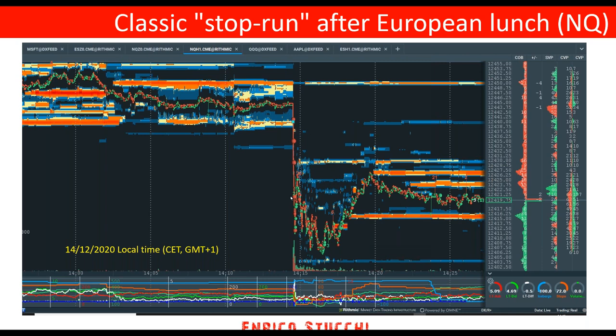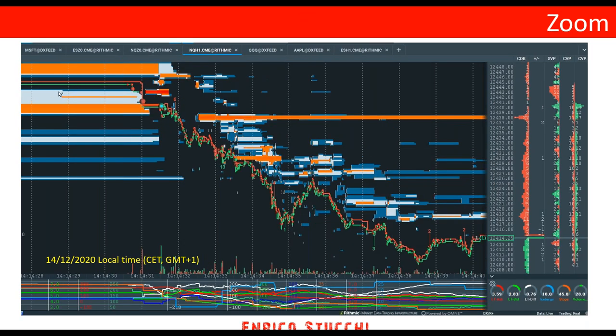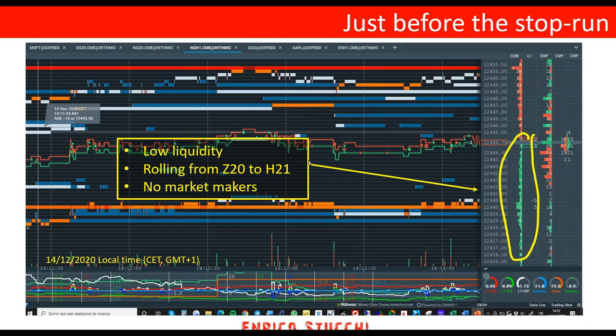Okay, this is a stop run, so the liquidity completely disappears. So market makers are disappearing here, and with a very small volume, they can move the price very, very easily. This is a zoom, okay? Look here. This is the zoom just before the stop run. What happened here? So we have a very thin liquidity, very poor liquidity here.